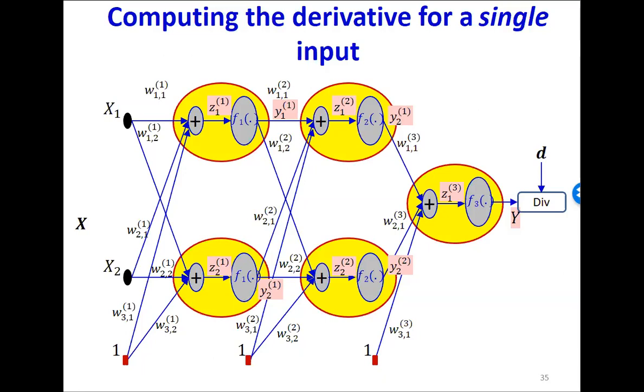This is for a single input, and x goes in, the network computes a y. I have a desired output d, so I can compute the divergence between d and y. The output doesn't have to be a scalar, it can be a vector, as we saw. And what we really want to compute is the derivative of this divergence with respect to the individual weights of the network.